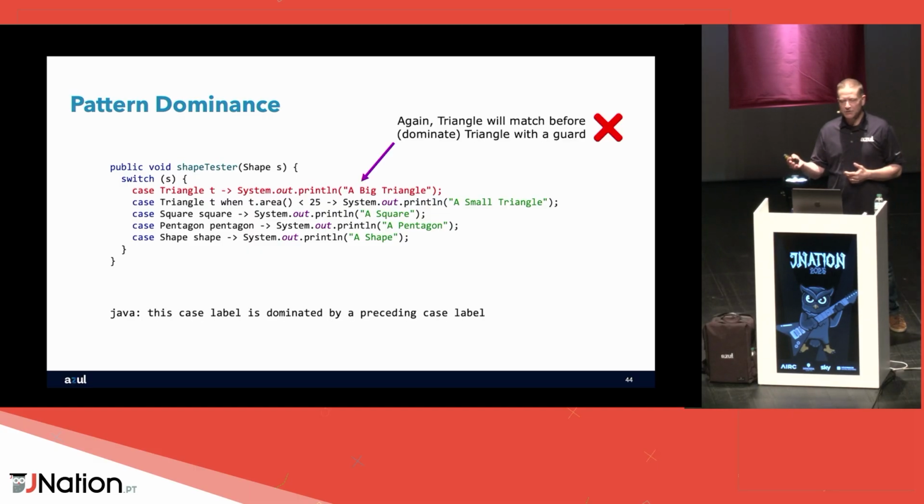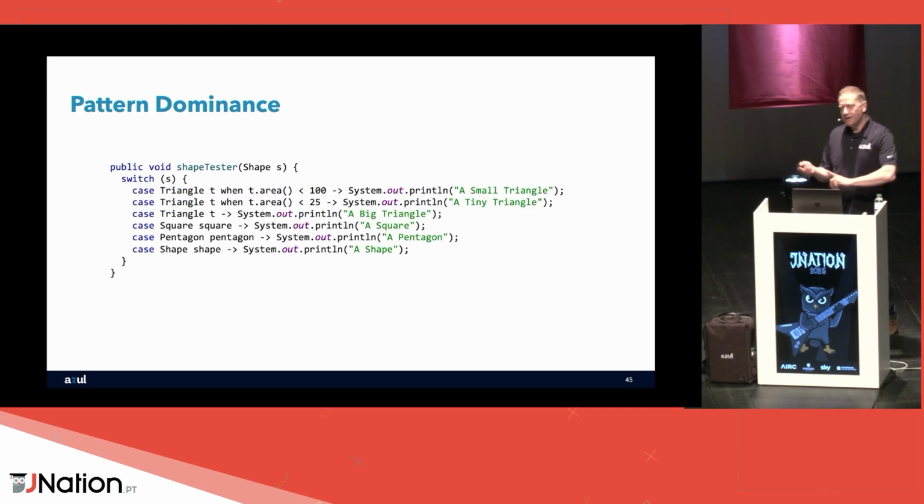The compiler will catch that, and it will say you're having an unguarded pattern dominating a guarded pattern. Everything that's a triangle will match first against triangle, and we'll never get to the one that has a guard, so it will never be evaluated. That's good, so we're catching errors at compile time rather than at runtime.